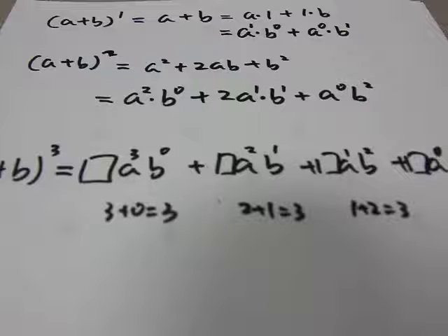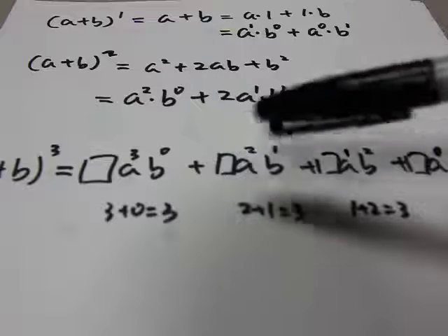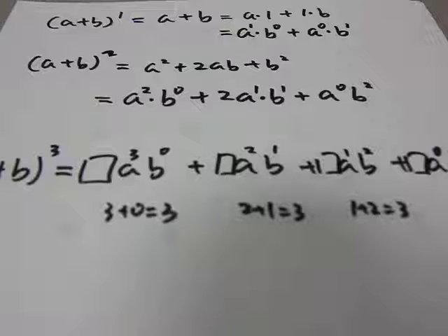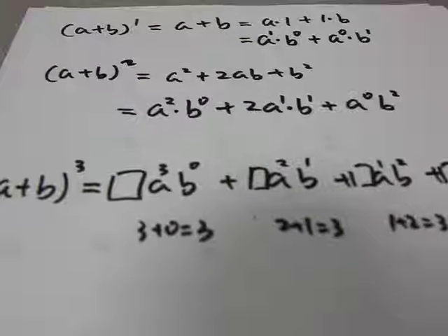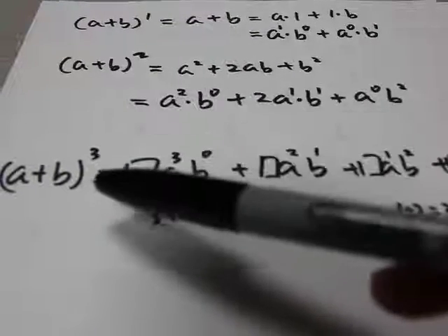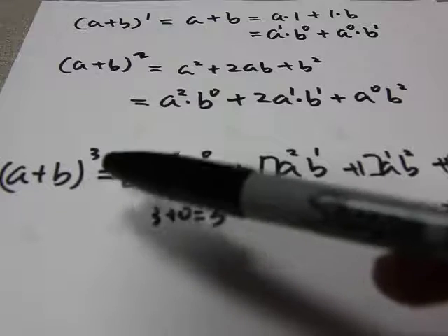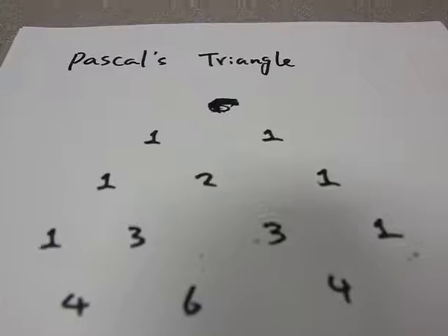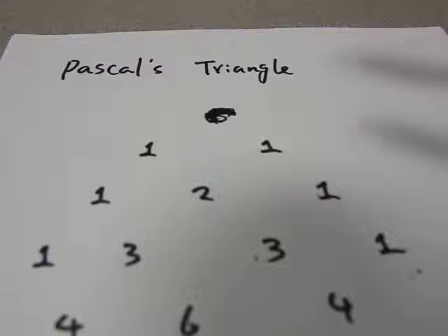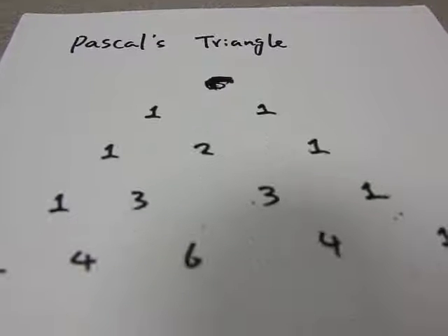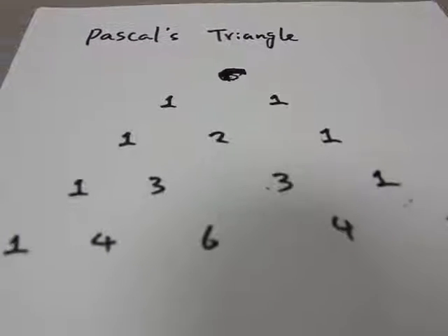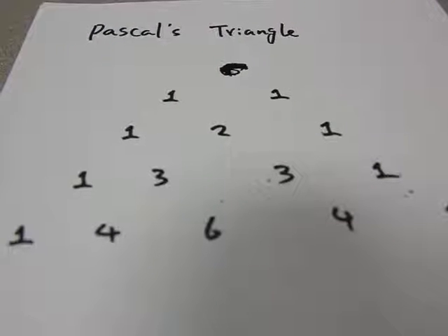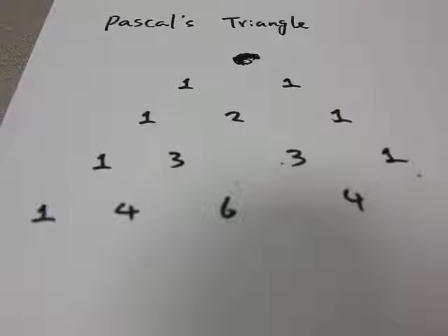Okay, in this video, I'm gonna show you how to determine the coefficient of each term when we expand this expression (a + b)^m. And we're gonna use Pascal's triangle to help us. So this is an example of Pascal's triangle. It's a part of the triangle.